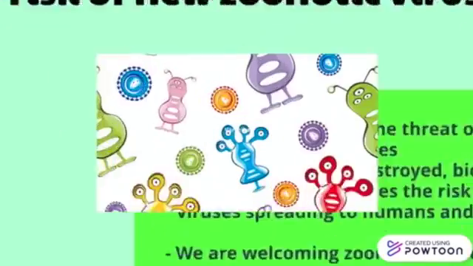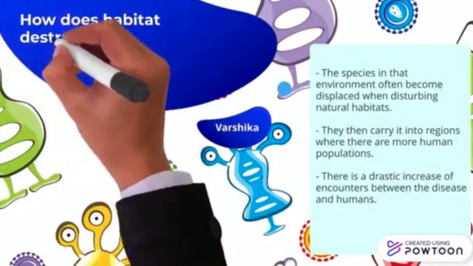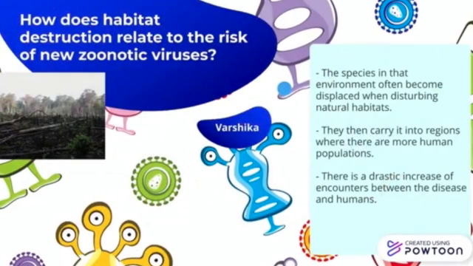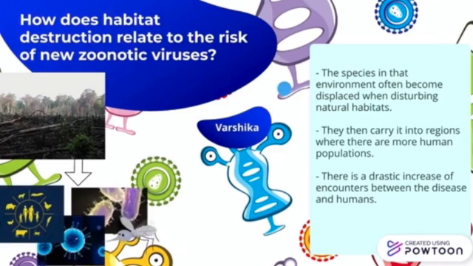closer to us. When changing the natural landscapes of ecosystems through the process of agricultural urbanization, the species in that environment often become displaced. Habitat destruction causes these displaced organisms who possess the zoonosis to carry it into regions where there are more human populations for themselves to survive, allowing it to further spread. There is then a drastic increase of encounters between the disease and humans.